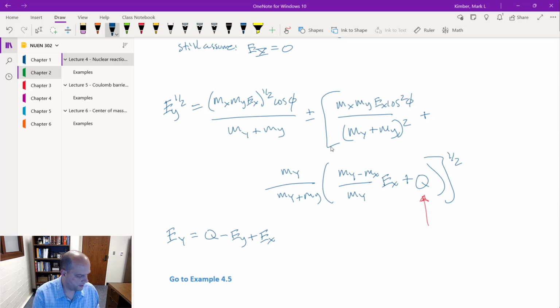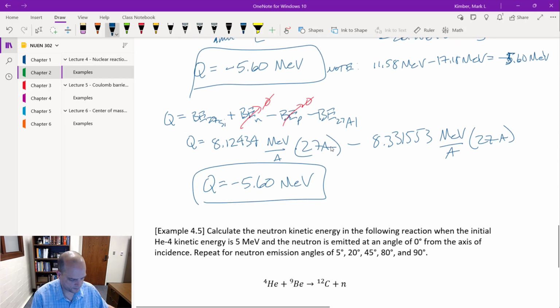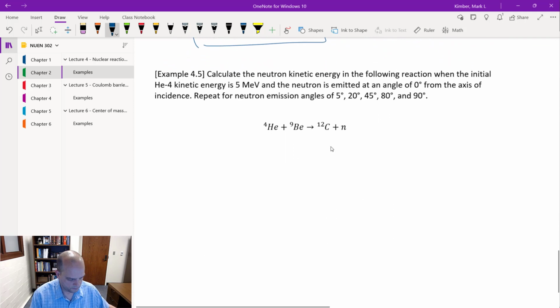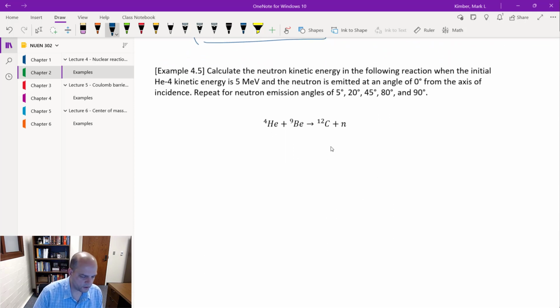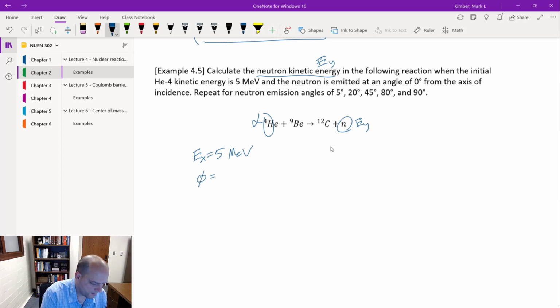Okay, so let's go to our last example here. We want to calculate the neutron kinetic energy in the following reaction. That's EY. The neutron kinetic energy is EY, when the initial alpha particle energy, Ex, is 5 MeV, and the neutron is emitted at an angle of 0. So I've got phi equals 0.